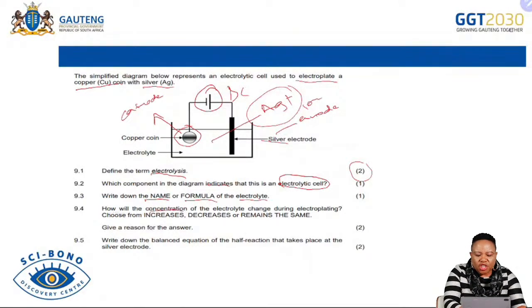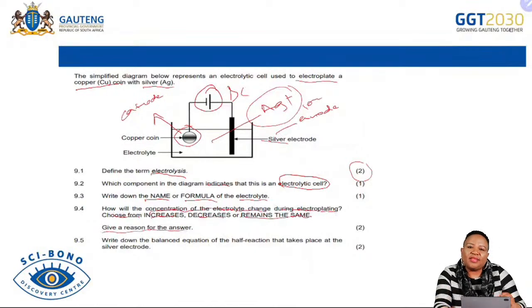How will the concentration of the electrolyte change during electroplating? Choose from increase, decrease, or remain the same, and also give a reason for your answer. In terms of the concentration of the electrolyte, all our questions normally want to know what will happen to the electrolyte, because we need to explain the processes in full.